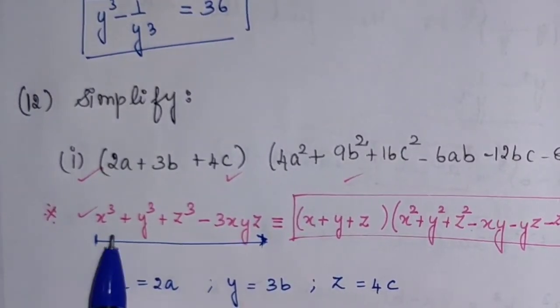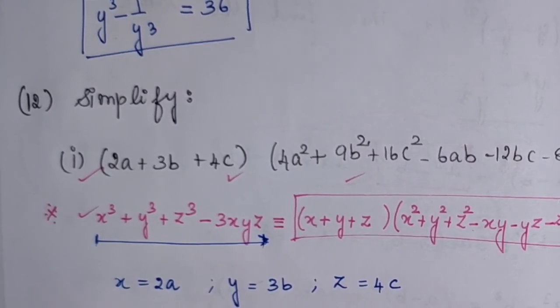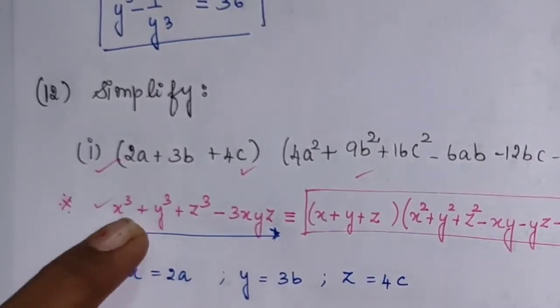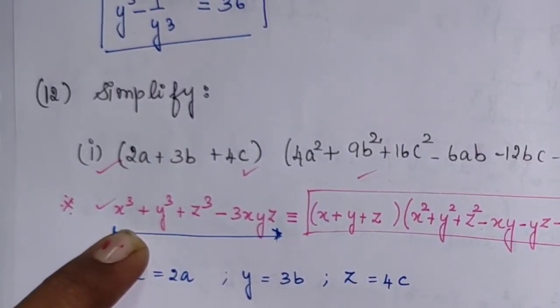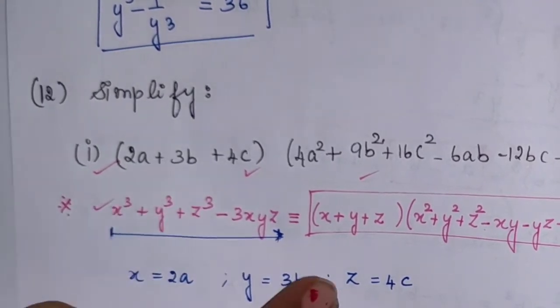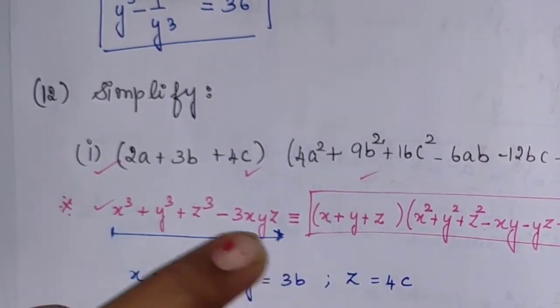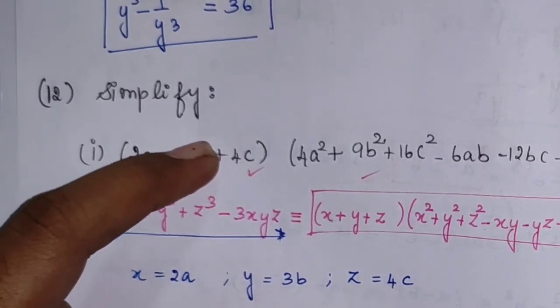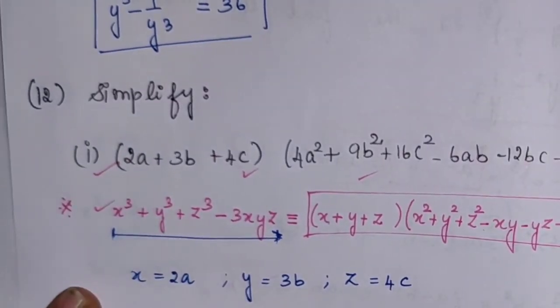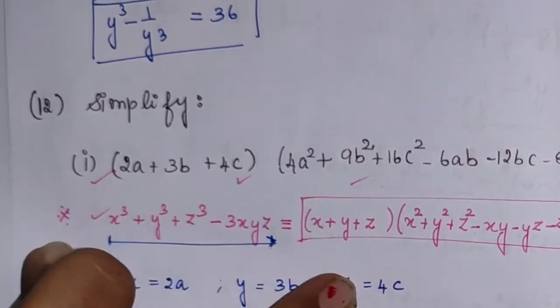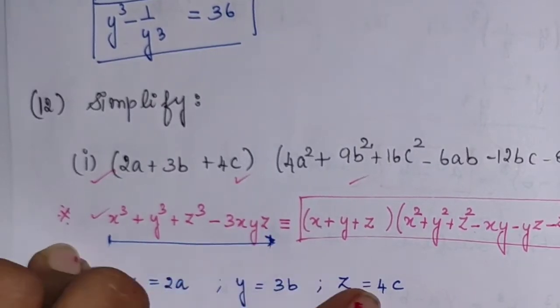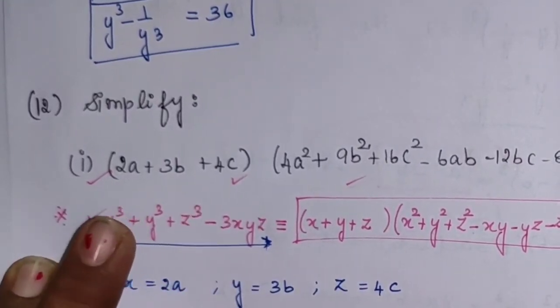So x cube is nothing but (2a) the whole cube, plus y cube is nothing but (3b) the whole cube, plus z cube is nothing but (4c) the whole cube, minus 3 into x value, which is 2a, y value, which is 3b, and z value. So z value is 4c.